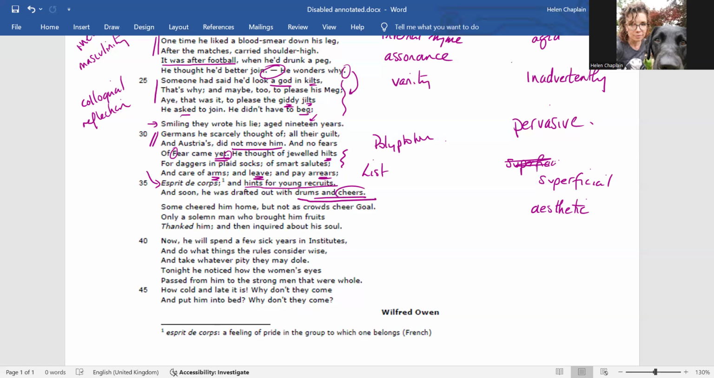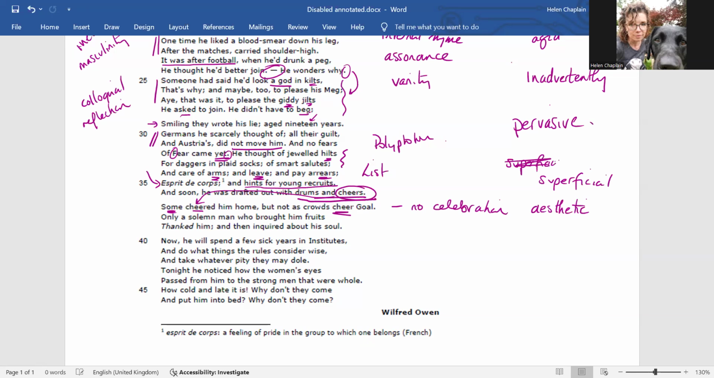But then that cheer at the end of that line and that stanza, again, this polyptoton, the cheers then transform into, well, what happens when he gets home? And here's another cheer. All of the ceremony and the pomp and the celebration when they go to war, they all go, and some cheer when he gets back, but not as crowds cheer goals. So there's none of that celebration. There's no idea of coming home to a hero's welcome.